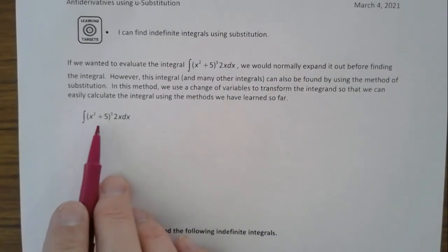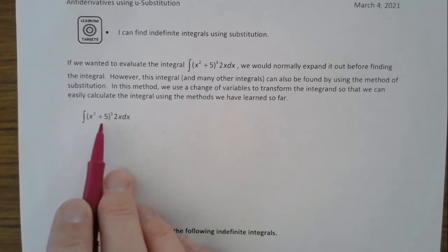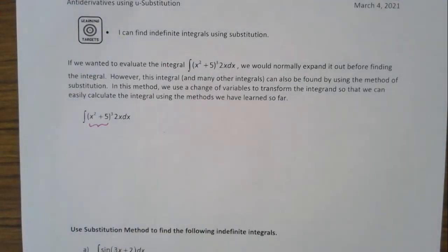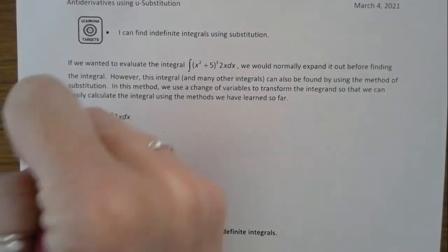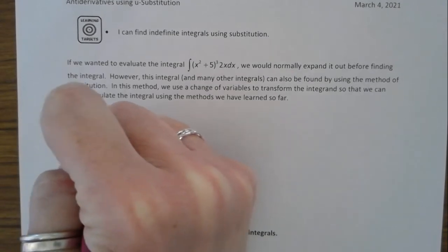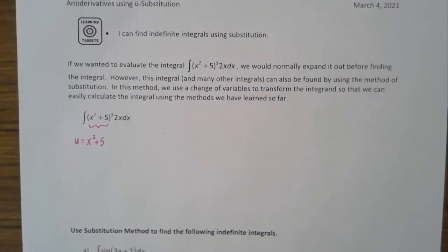I'm going to use that quantity that's on the inside of the parentheses, and I'm going to call this quantity u. So my first step here is to identify something that I want to replace with u. So I'm going to say u is going to be x squared plus 5.